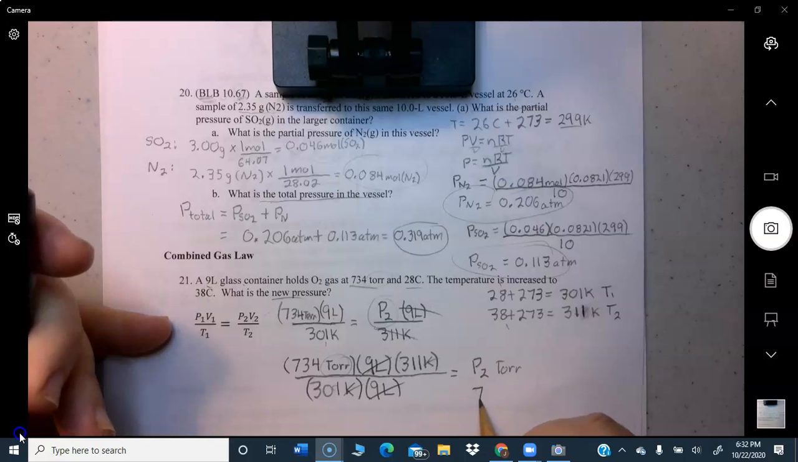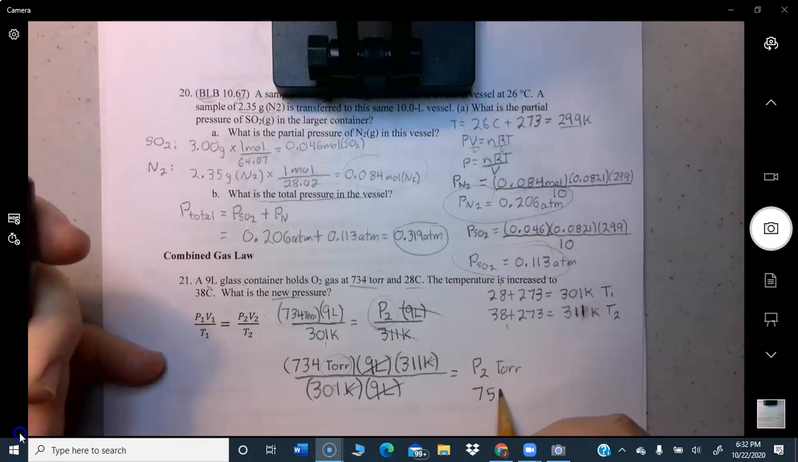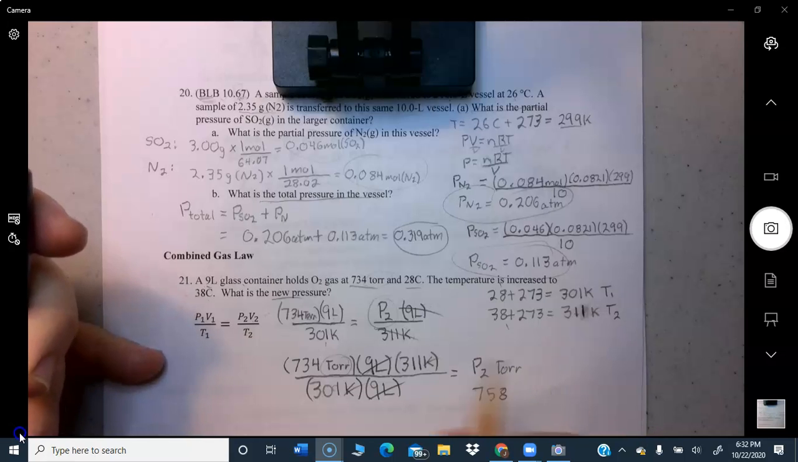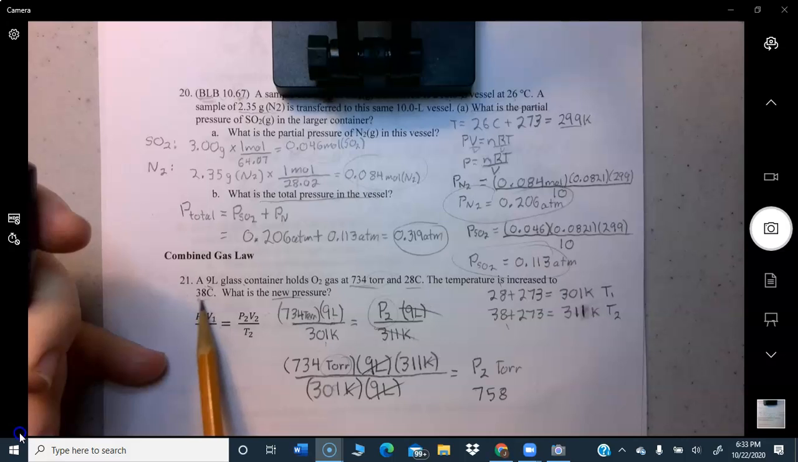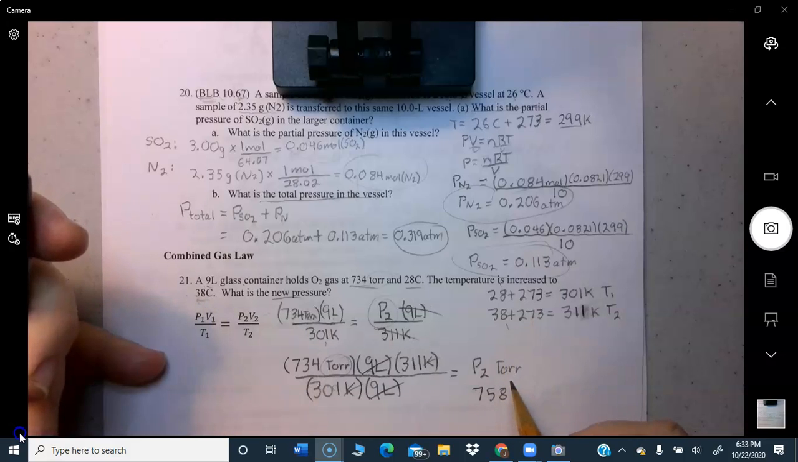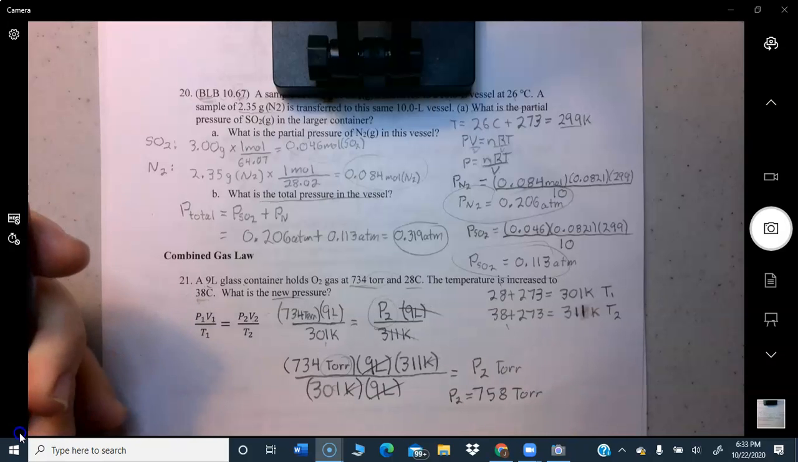So P2 is 758, and I'm looking around for significant figures, and you know, there's 3, there's 2 there, so we probably should just go with 2. So it should be technically 760, but I'm going to leave it like this. Okay, 7.6.